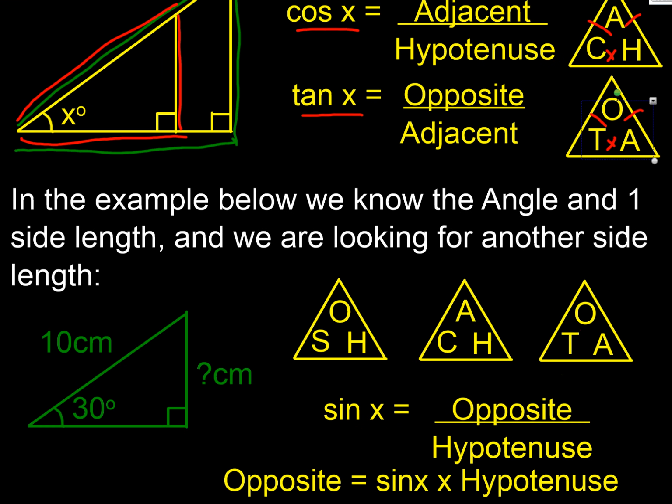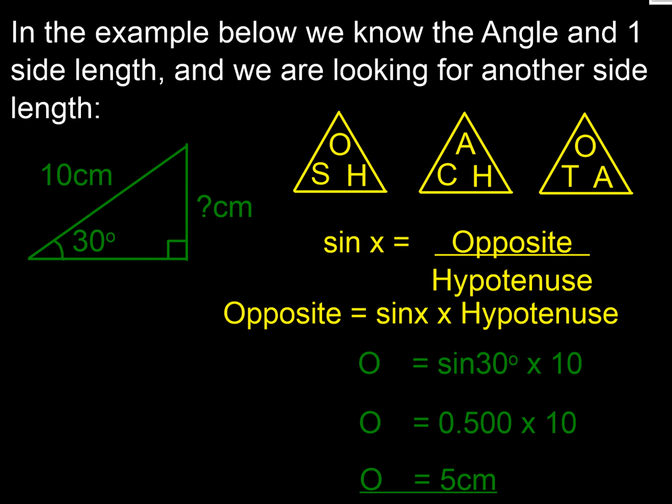So let's do some examples now. Okay, let's go back to the one we looked at first. We know this side is 10 centimeters. Well, that's the hypotenuse, isn't it? It's the longest side. There's our angle, and what we're trying to find is our opposite side.